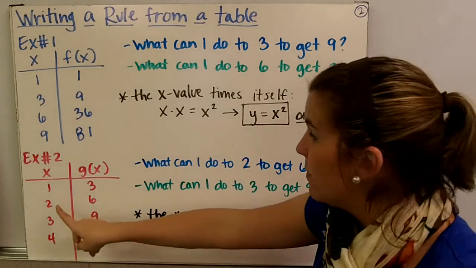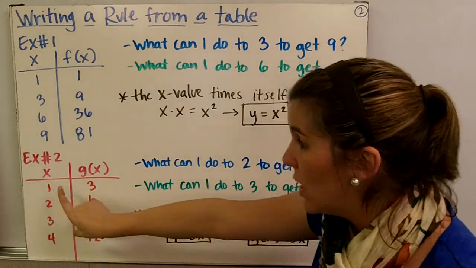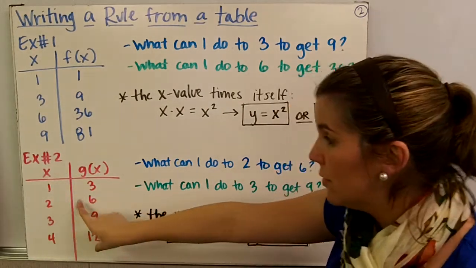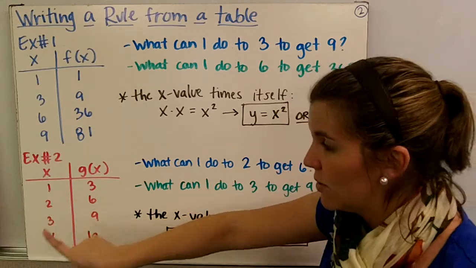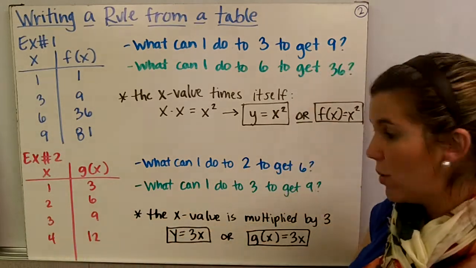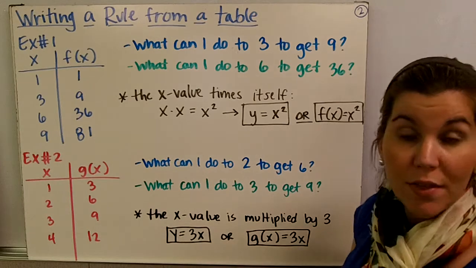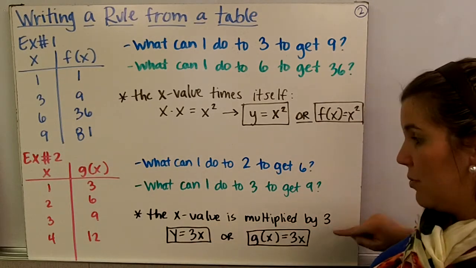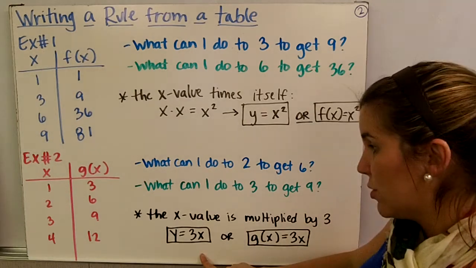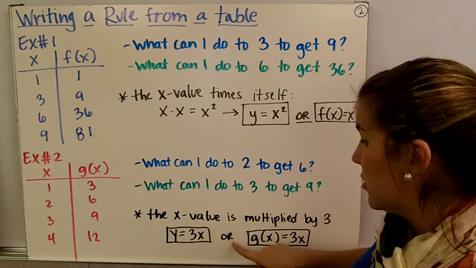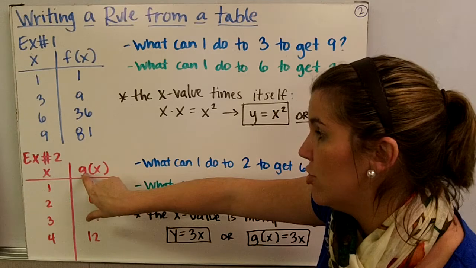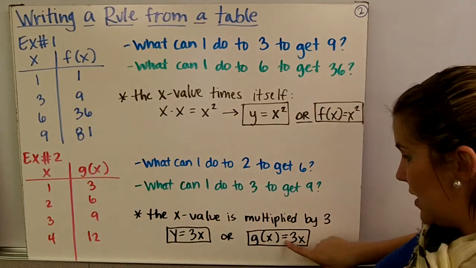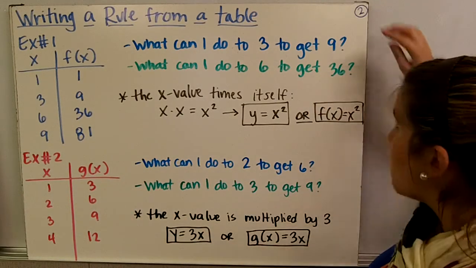Now you might see that 1 times 3 is 3. 2 times 3 is 6, 3 times 3 is 9, and 4 times 3 is 12. So you can tell that the pattern is multiplying whatever the x value is by 3. So we could write y equals 3x, or in function notation, since our function is called g of x, write g of x equals 3x.